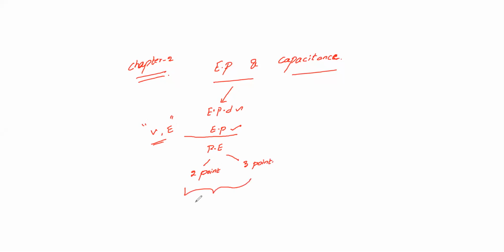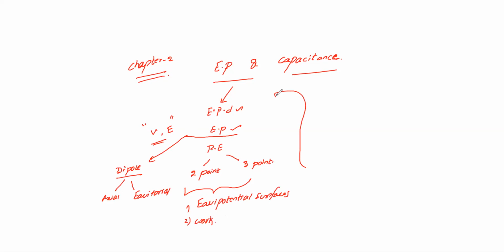And parallelly, you are going to study your equipotential surfaces. After equipotential surfaces, we are going to study work function, a small concept. And in between, we are going to discuss your dipole. Again, there are two applications: one is the axial point and one is the equatorial point. So this is your first set. So for electric potential, this is the content we are going to discuss.